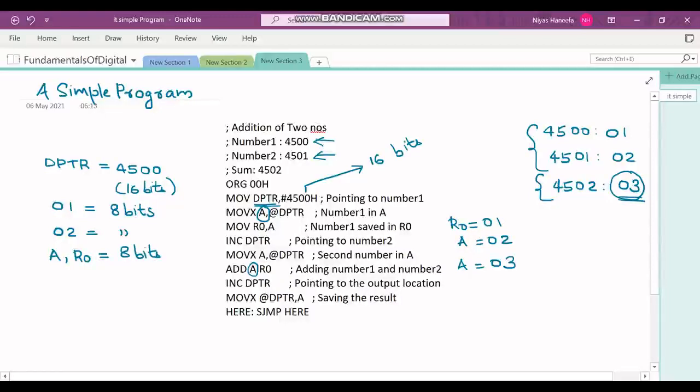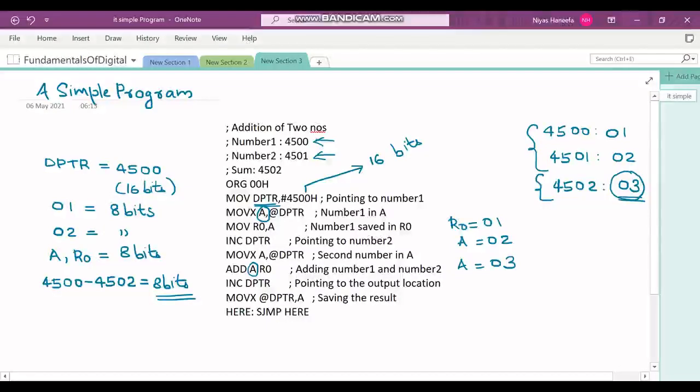Then you calculated the sum and you put it back to 4502. So what is the size of the location 4502? Each location can save 8 bits. So that is the size of the memory location. This is what the program means, the concept of a simple program where we saw how to add two numbers. Okay, we'll see about the instructions and everything later.